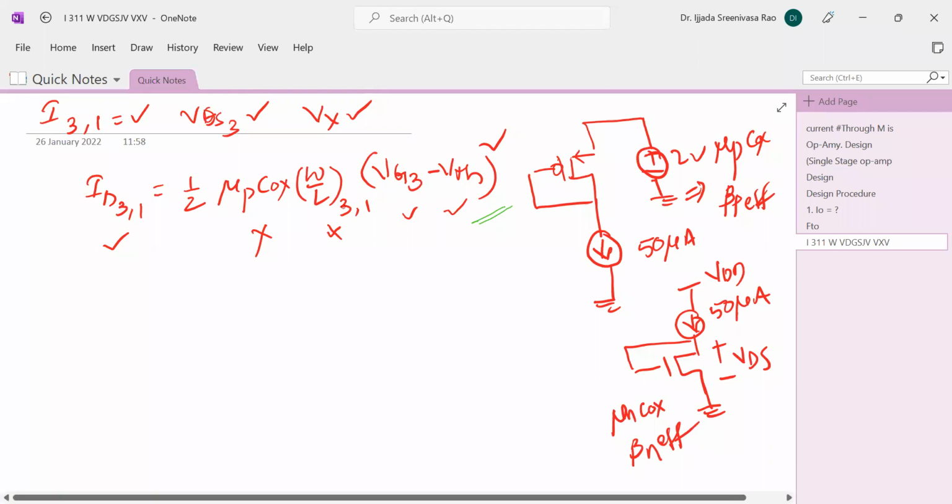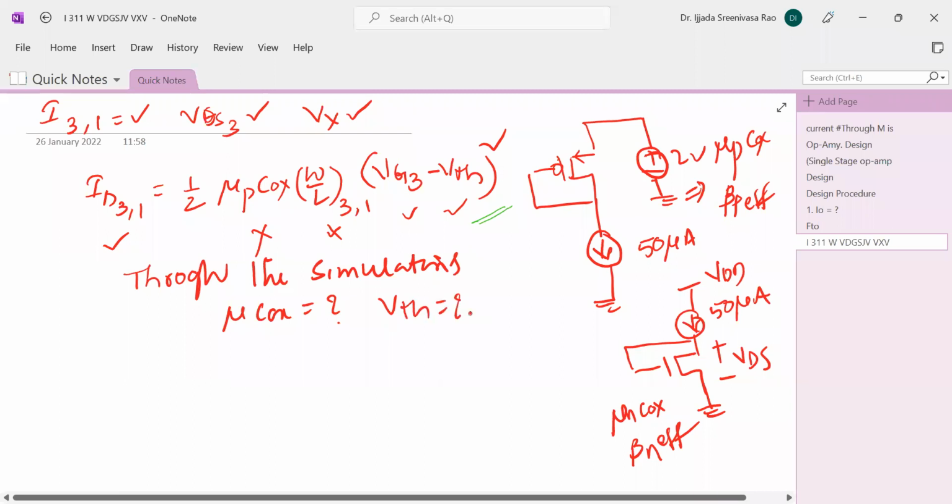So we want through the simulations, yeah, we need this mu COX value is equal to how much, and also VTH you can get from simulation. These two things you can find. Okay, for that, so lambda value. What is the lambda?